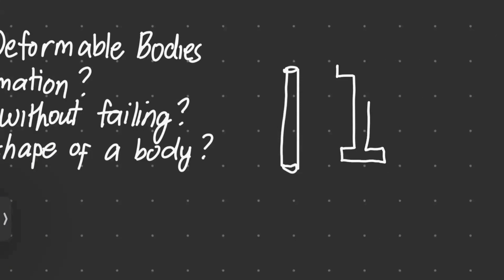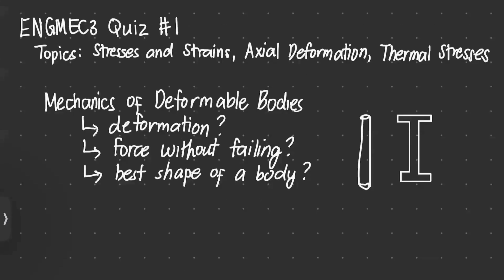So when you have a flanged steel, you will know that it has a top and bottom flange, or you can also have it as a T-steel. So in that case, it would only have a top flange and not a bottom flange. And there are different bodies or different shapes of a body that are being studied nowadays in order to ensure that we can optimize our materials and ensure that it can still withstand a considerable amount of force. So in ENGMEC3 quiz number 1, we would first determine how deformations are caused by excessive forces, as well as how the effect of a change in temperature can affect our bodies.